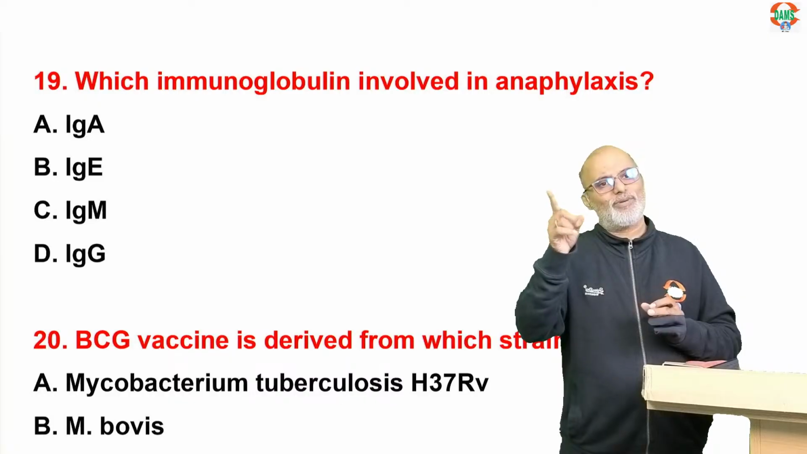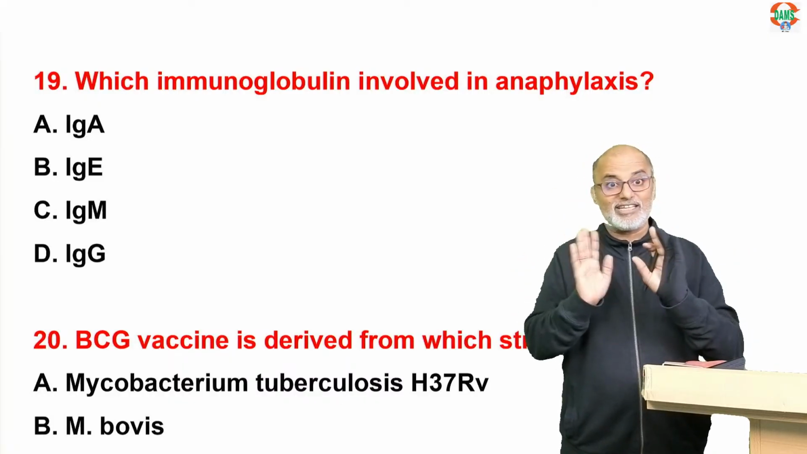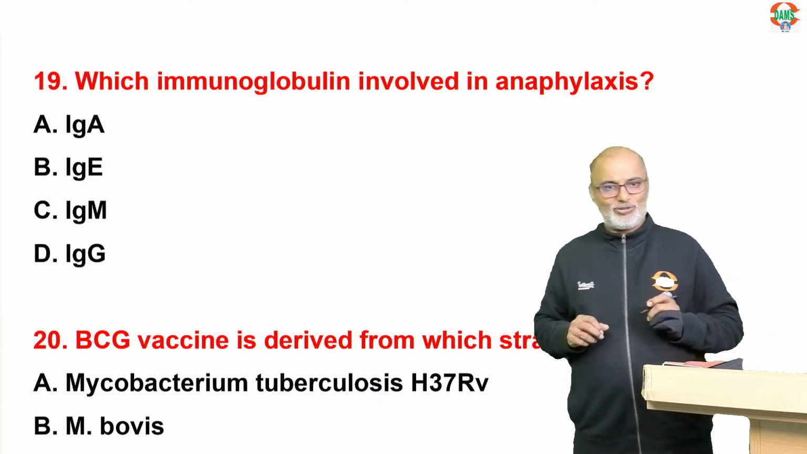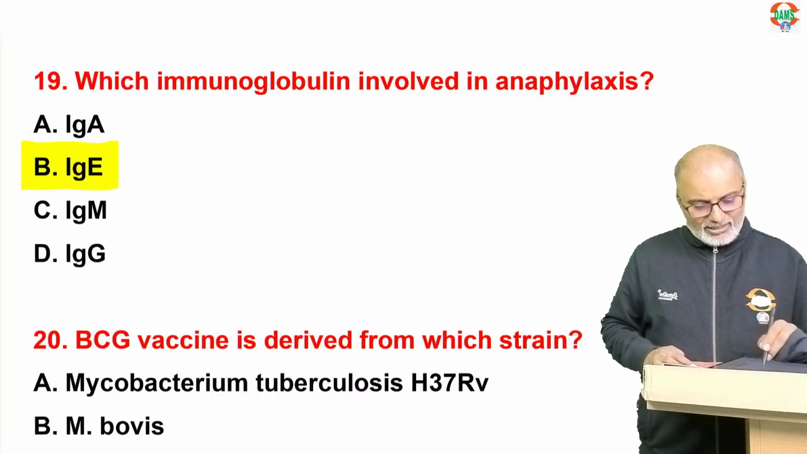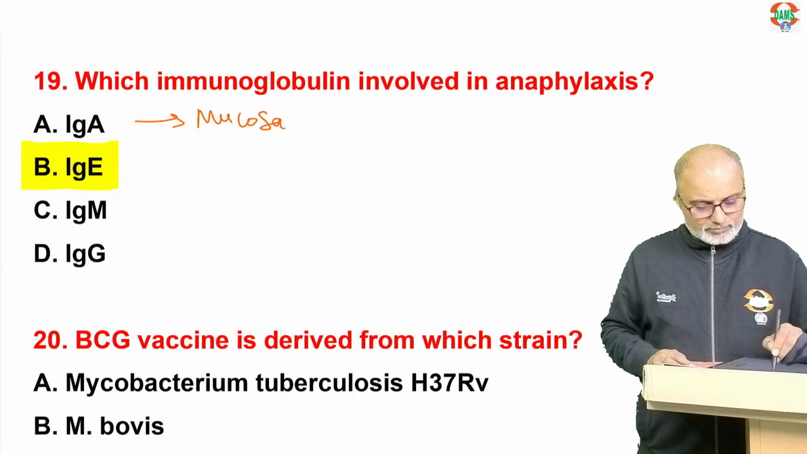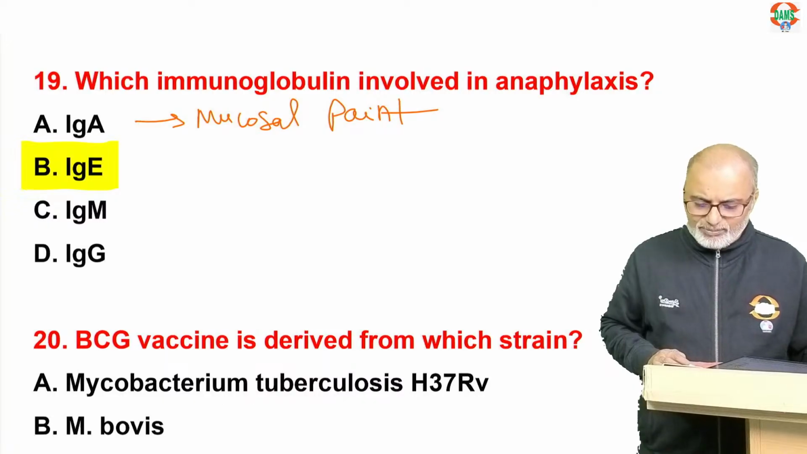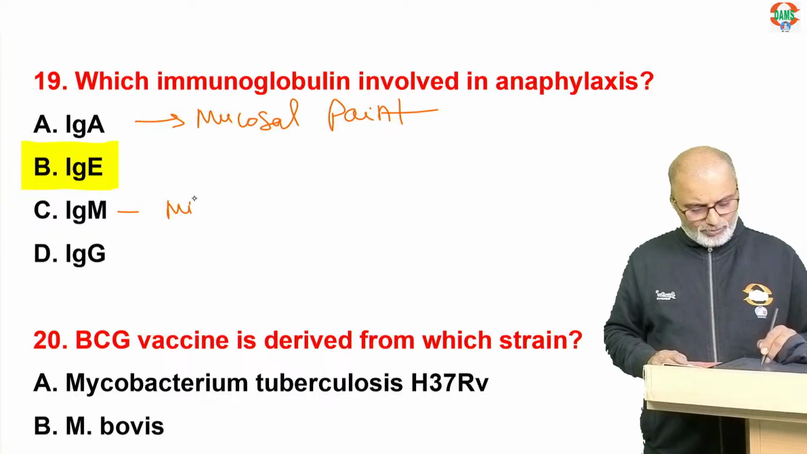What is the immunoglobulin? Secretory IgA. Even though they are not mentioning secretory, they mention IgA. That's all. Got it? So anaphylaxis means IgE. IgA acts as mucosal paint. IgM is the millionaire molecule.